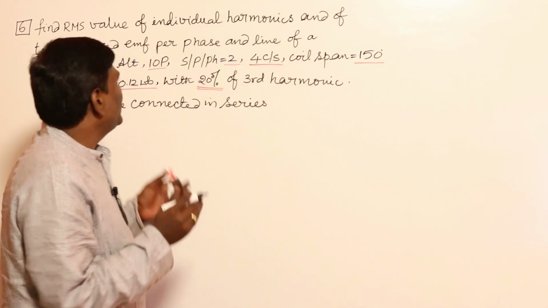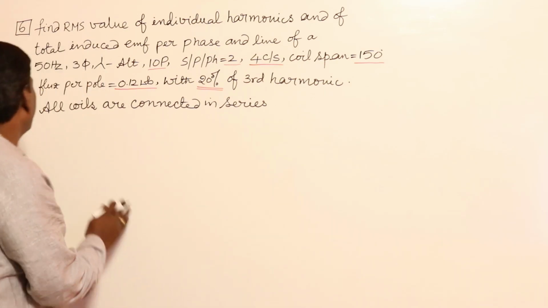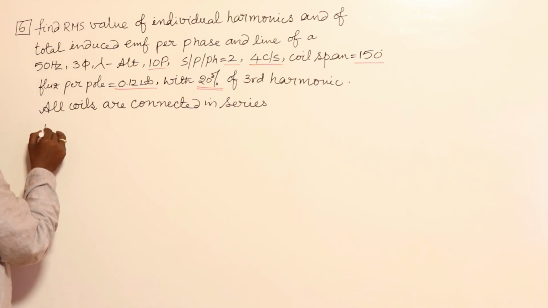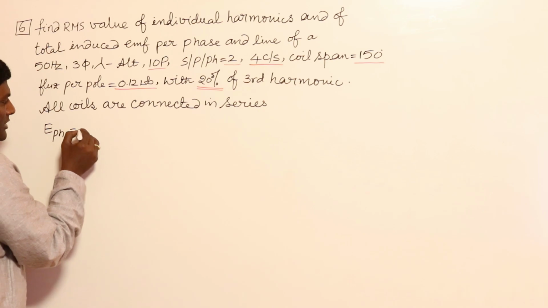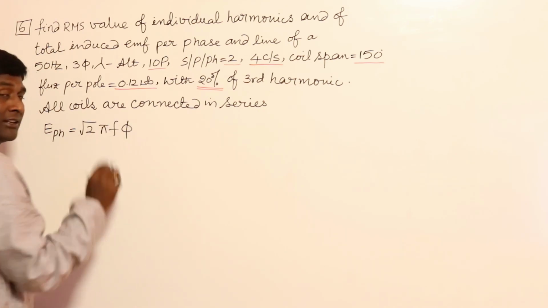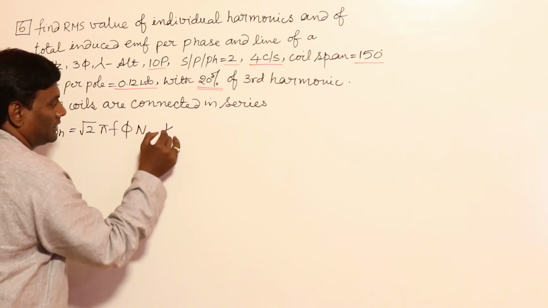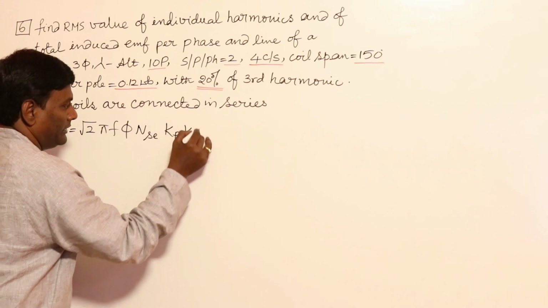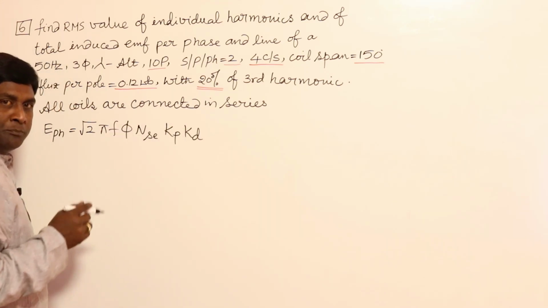Now he is asking per phase voltage and per line voltage. So for per phase voltage, what is the equation? Induced voltage per phase equals the same transformer equation, √2 π f φ average, number of series connected turns, and Kp Kd. Now let us see Kp, the pitch factor.